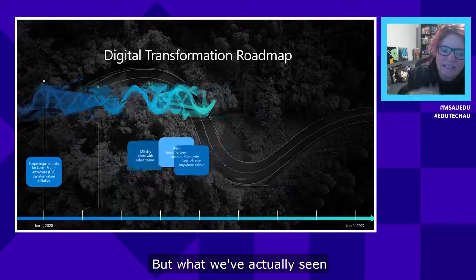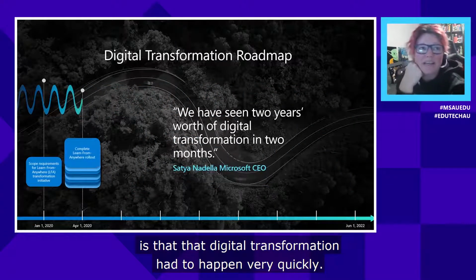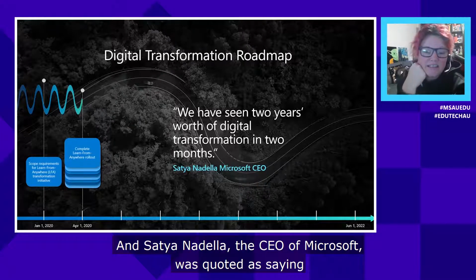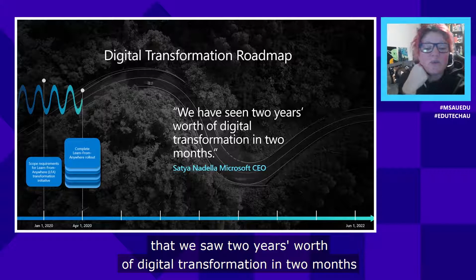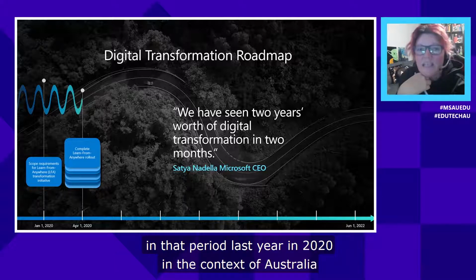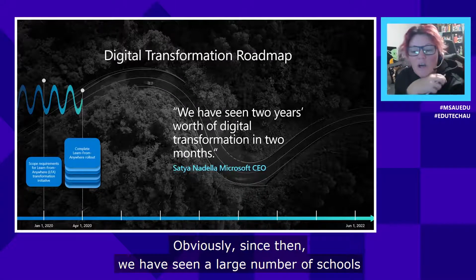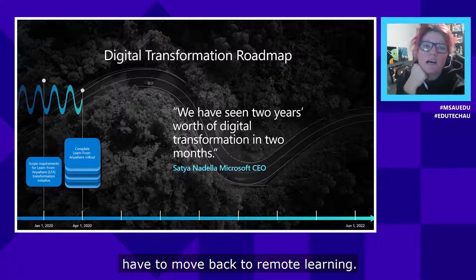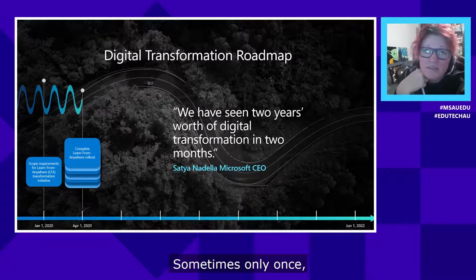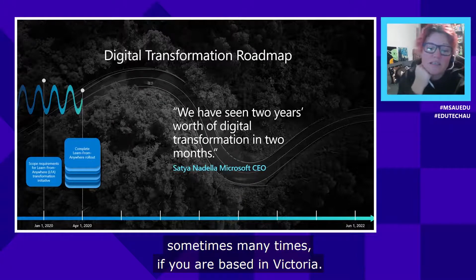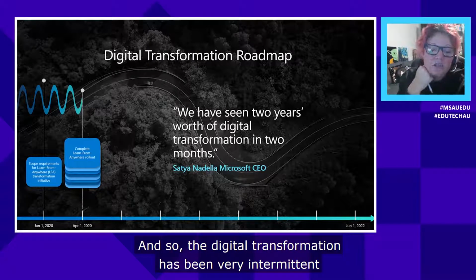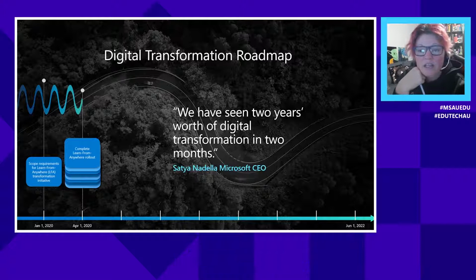But what we've actually seen is that digital transformation had to happen very quickly. And Satya Nadella, the CEO of Microsoft, was quoted as saying that we saw 2 years worth of digital transformation in 2 months in that period last year in 2020, in the context of Australia, when we were in that remote learning period as a nation. Obviously, since then, we have seen a large number of schools have to move back to remote learning, sometimes only once, sometimes many times if you are based in Victoria. And so, the digital transformation has been very intermittent due to that disruption.